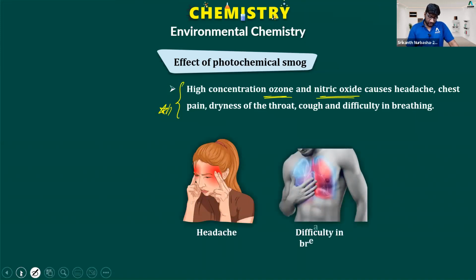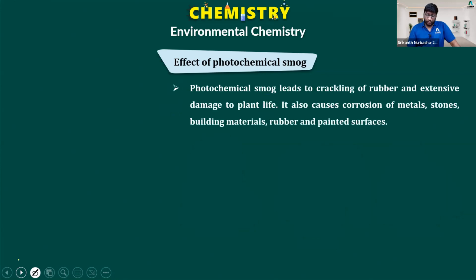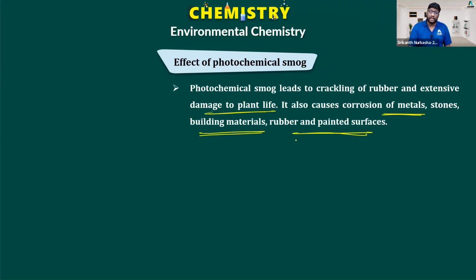Headache, difficulty in breathing, chest pain, all these are the results of photochemical smog. Photochemical smog leads to cracking of rubber and extensive damage to plant life also. It also causes corrosion of metals, stones, building materials, rubber, and painted surfaces.